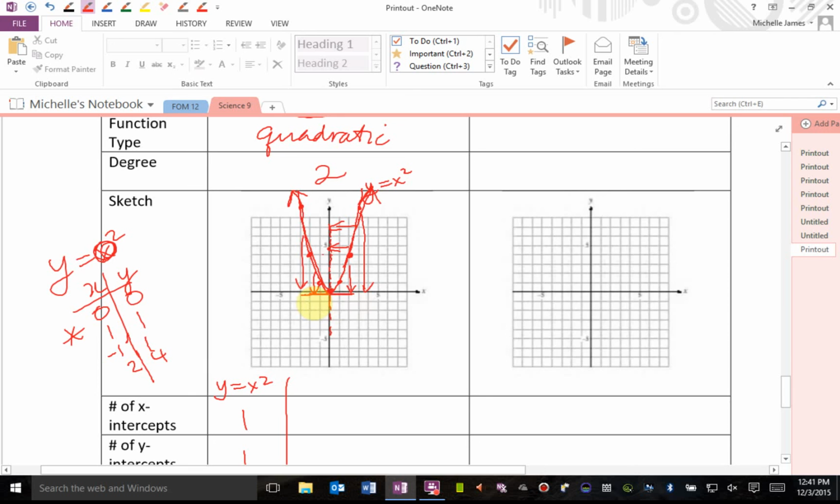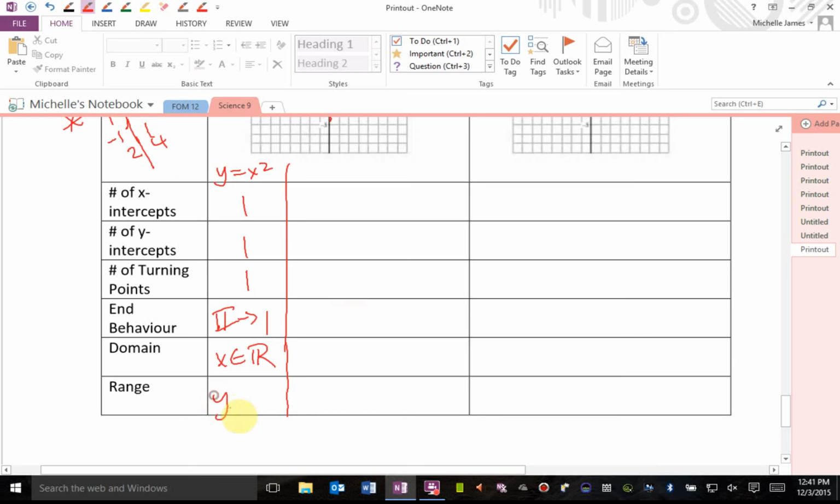Greater than 0, right? This is the lowest point that graph will ever go. So we will say that the range is y is greater than or equal to 0, because its vertex is right at 0.